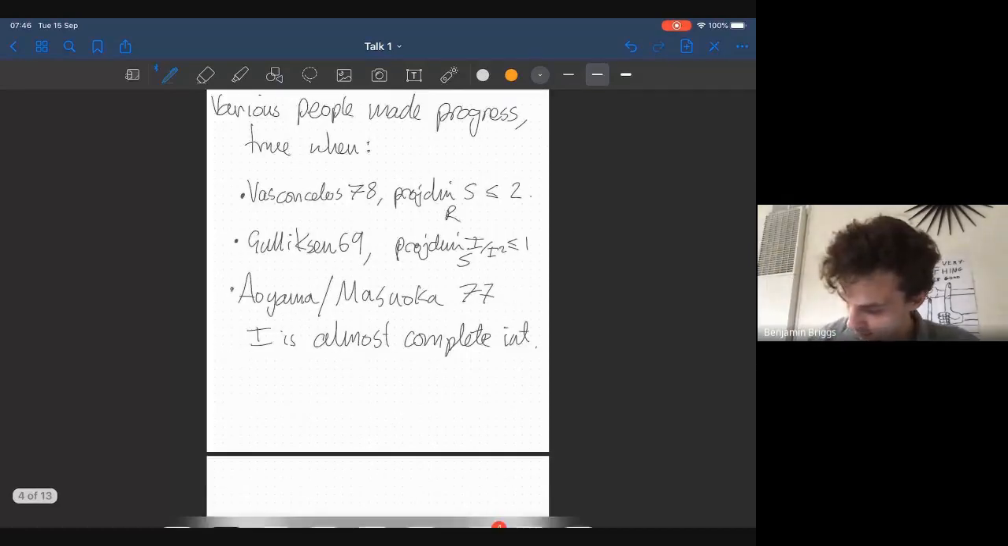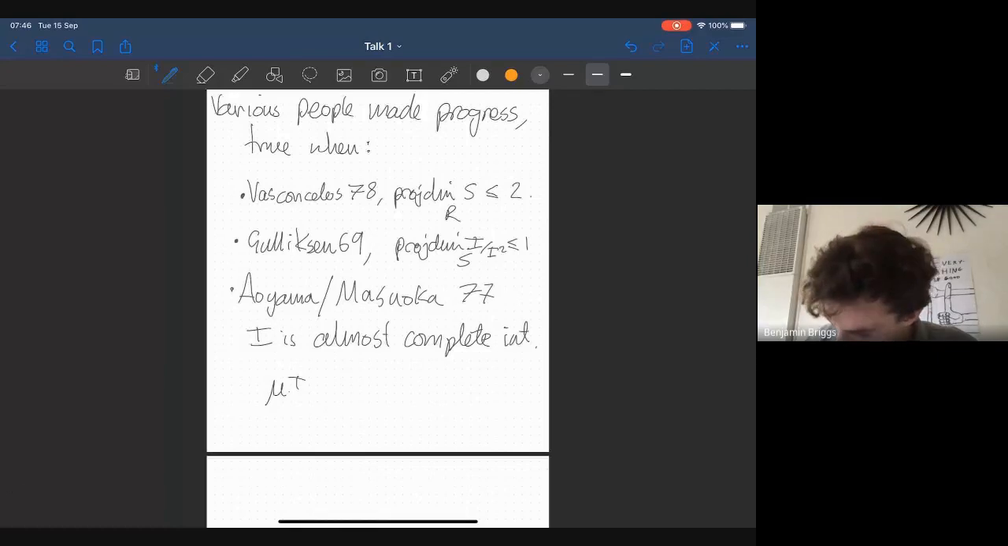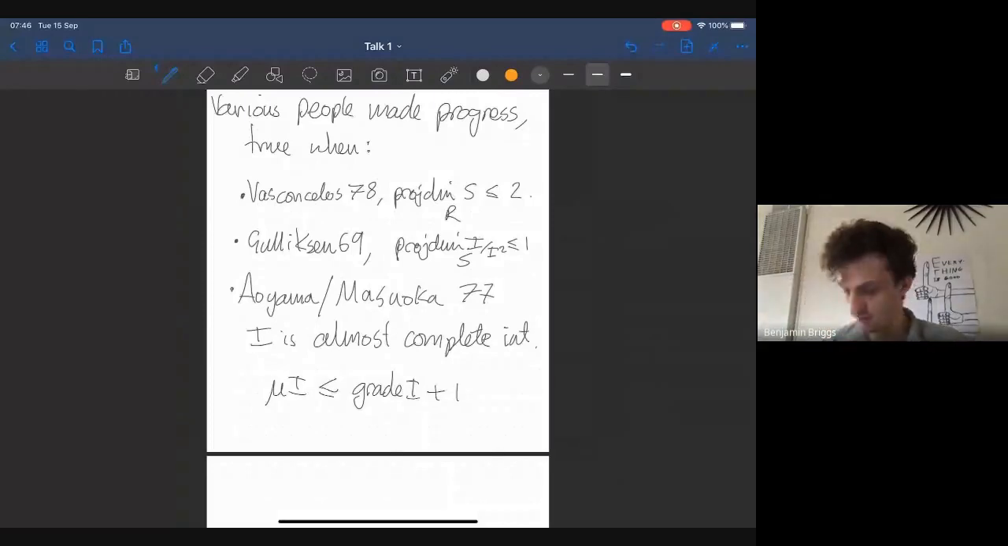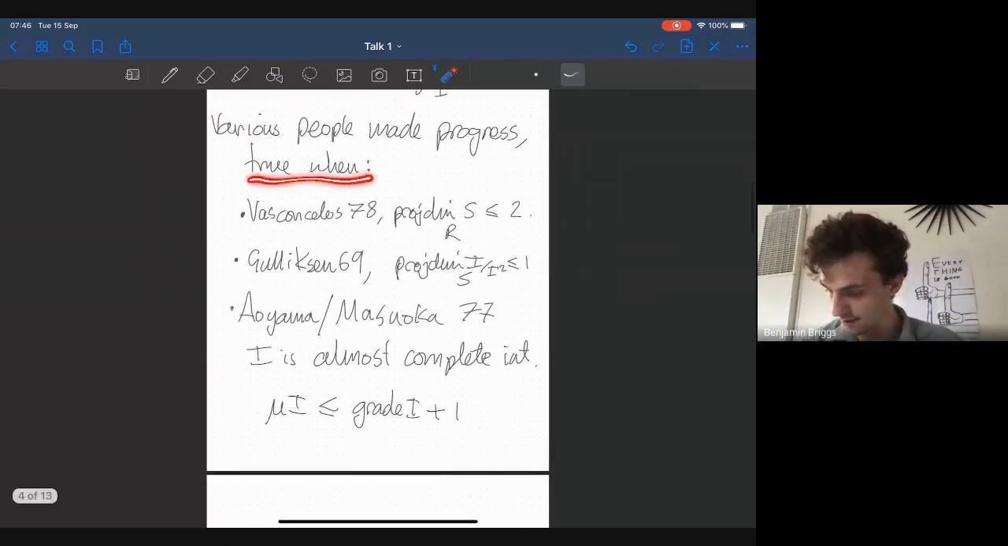which means the minimal number of generators of I, while it may not be equal to the grade of I, so that would be saying you had a convenient section, it's at most 1 off, so it's the grade of I plus 1. It's at most 1 more than the grade. So that's what it means to have an almost convenient section, and it's true in that case.